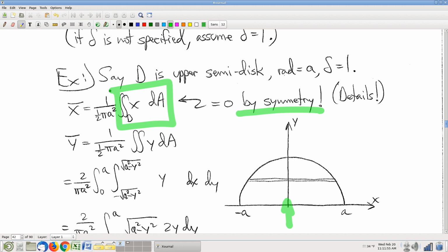Does everybody see the difference? Talk to me in office hours if you're not clear on the difference. And this is a good practice problem, by the way, for the symmetry theorem. So definitely, please take a look at that. Try to fill in those details.